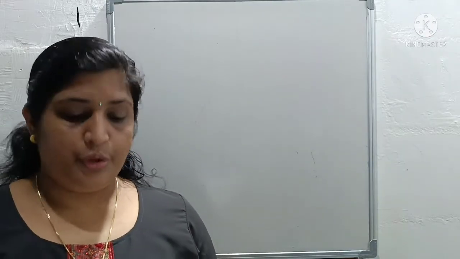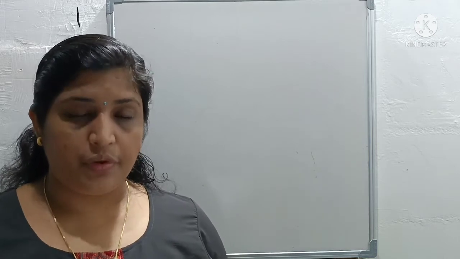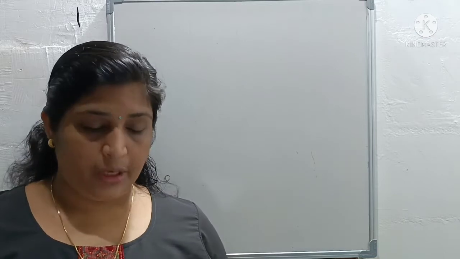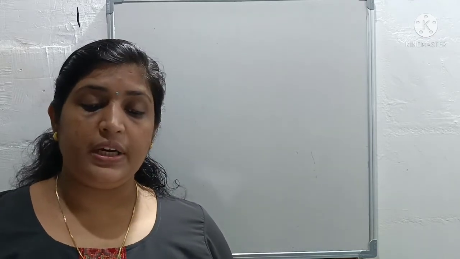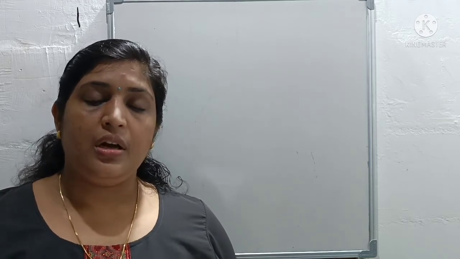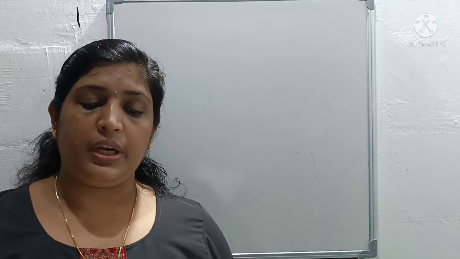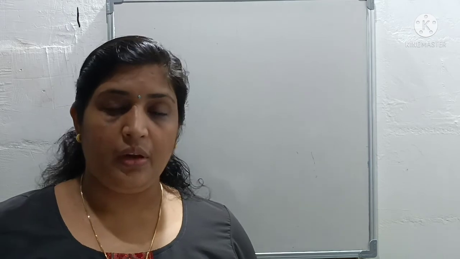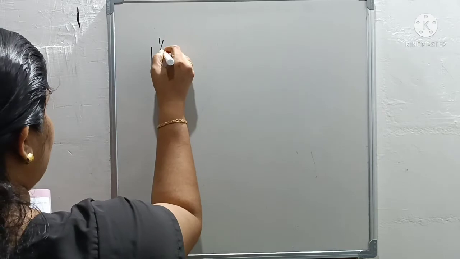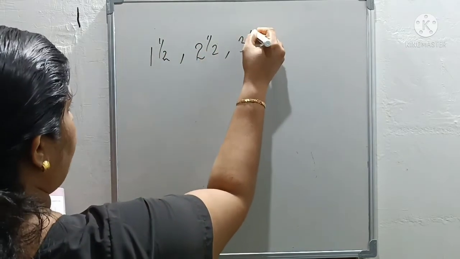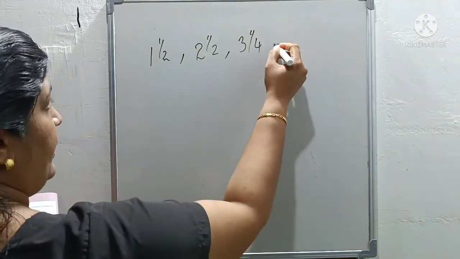Now we are going to do the problems on page number 84, that is the third exercise of this chapter. Look at the first question. All of you take page number 84. Question number 1: Is there a general method to compute the square of numbers like 1 1/2, 2 1/2, 3 1/2, etc.? Explain it using algebra. So here we have some numbers, that is 1 1/2, 2 1/2, 3 1/2, etc.